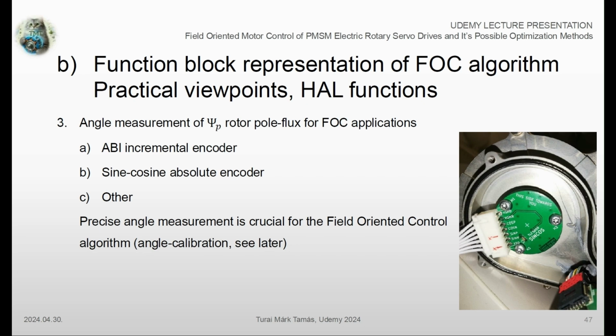Last but not least, I would like to emphasize how important it is to measure the actual rotor angle precisely when FOC is being considered. Based on my previous experience, I can tell that an average angle offset of 5 degrees between the actual and the measured electrical angle of the rotor pole-flux is going to dramatically reduce the effective torque output power of the PMSM motor, not to mention that it may never rotate at all with such an angle error.